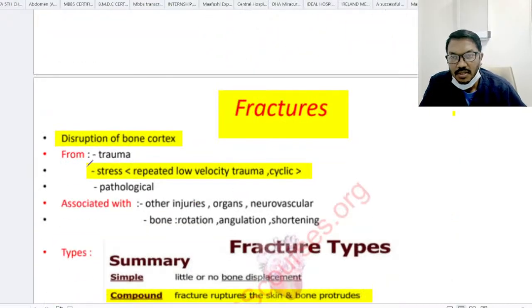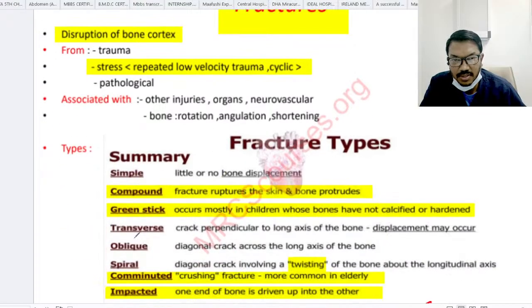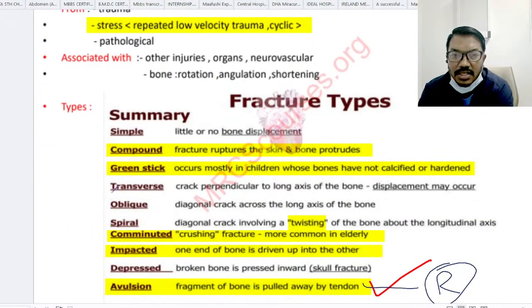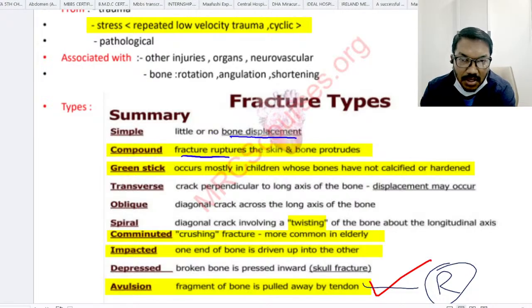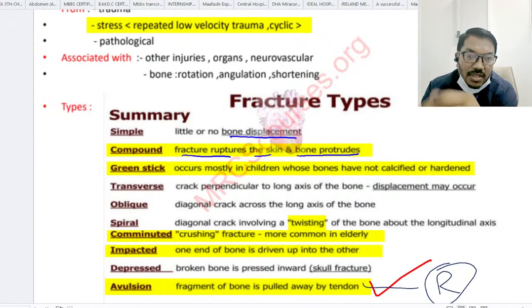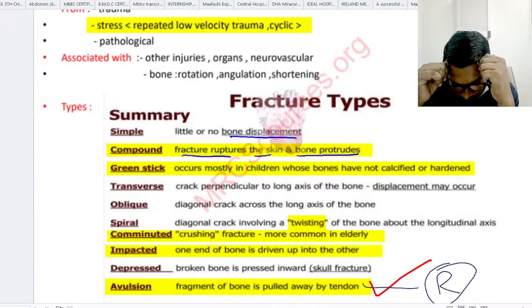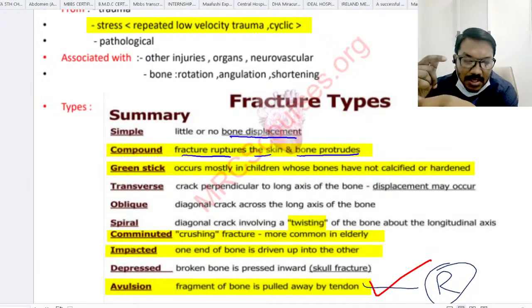Fracture: disruption of the bone cortex from trauma, associated with other joint injury. Types of fracture. Simple fracture: little or no bony displacement. Compound fracture: ruptures the skin and bone protrudes. Compound fracture means it is a kind of open fracture, when the bone communicates with the exterior or the bone comes out from the skin. It is called compound fracture.